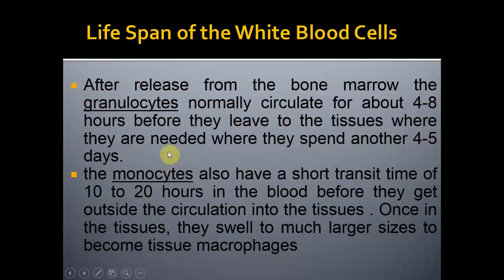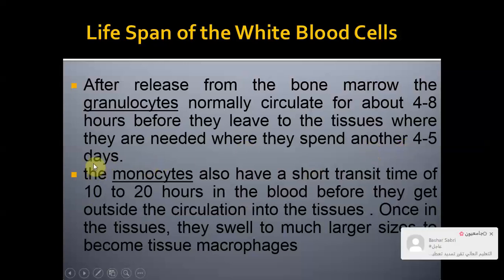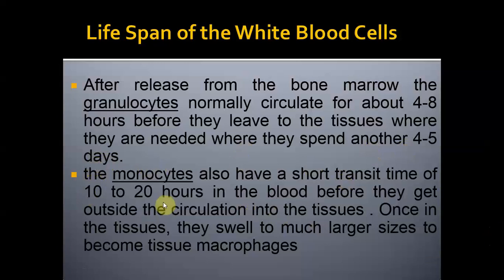For example, you have an injury anywhere in the body, a cut in the skin, trauma anywhere in the body, or an inflammatory process, and you require white blood cells in that spot. The white blood cells are going to leave the circulation, egress from it, and go to the area where it is required. In that area, they will spend another 4 to 5 days before they die, after performing their function. This applies for the granulocyte.